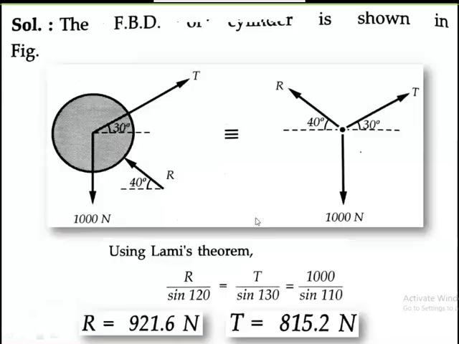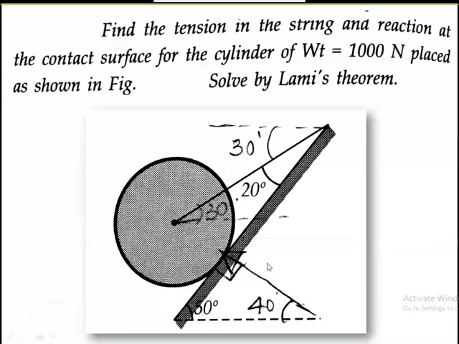So you can see here, when I remove this contact surface, I will write one reaction. That reaction is normal to the roller.